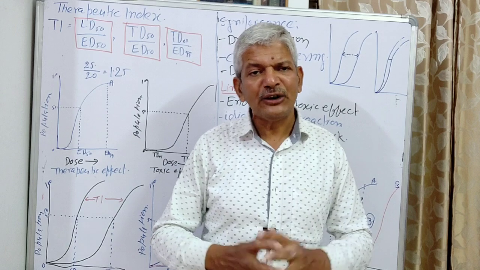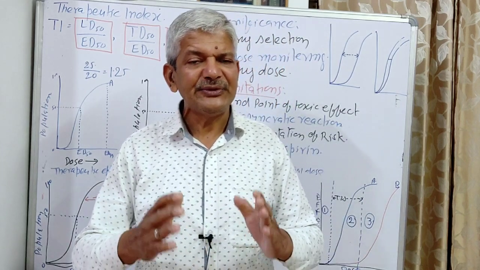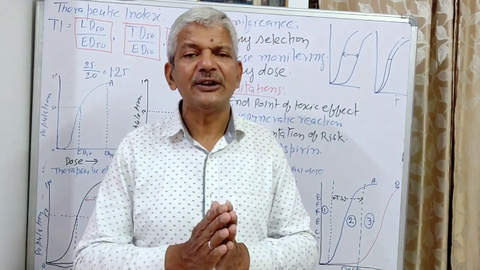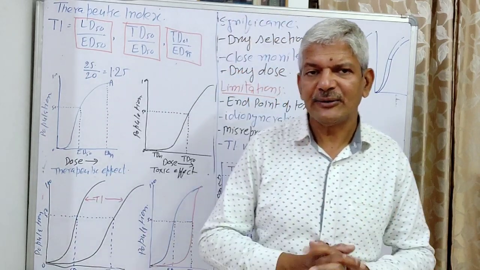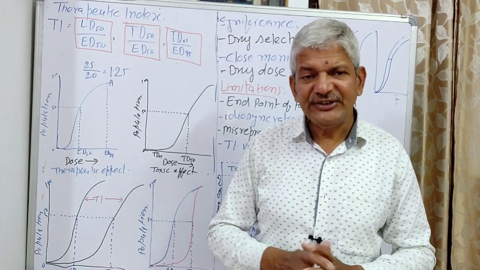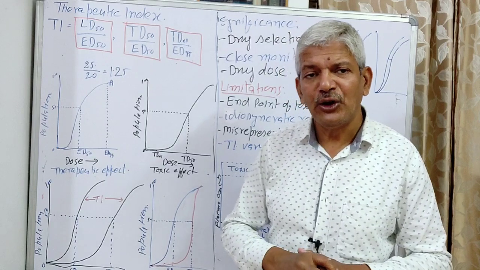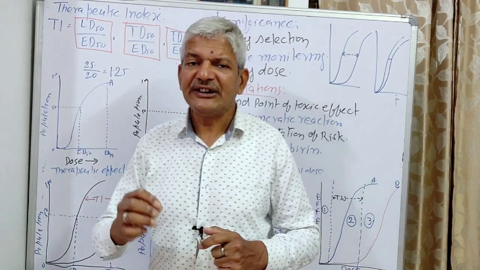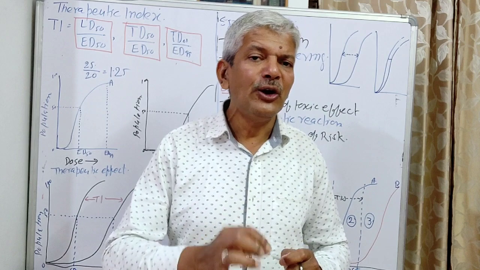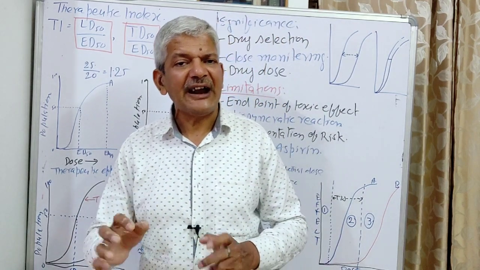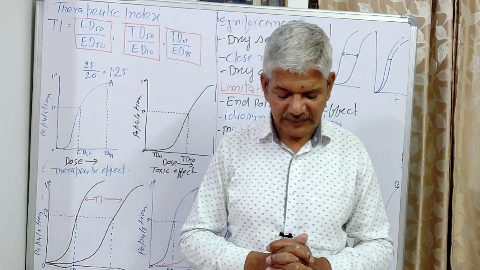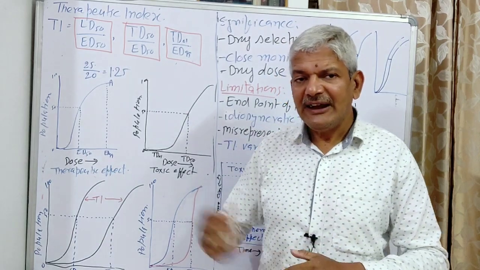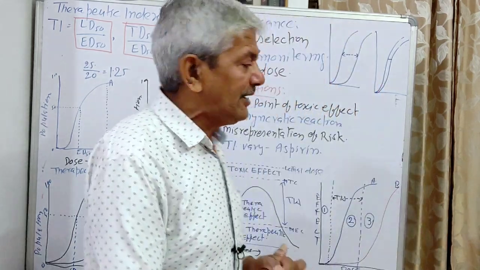Narrow therapeutic index, or low therapeutic index, means a low range of safety for the drug. It means the drug is not safe. If a drug has a low therapeutic index, it has a low safety margin. It comes under the category of dangerous drugs. For example, here on the board, there is one example.